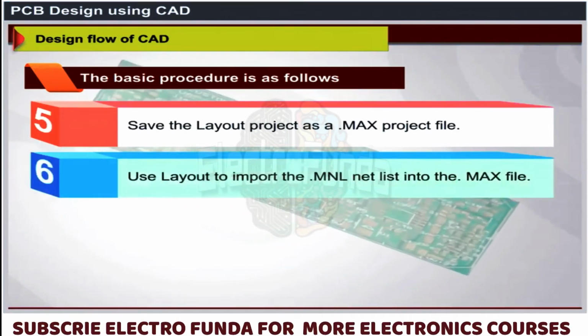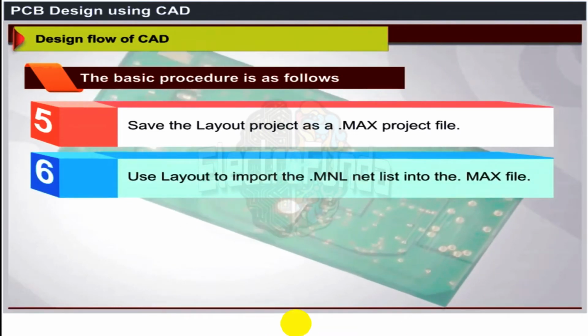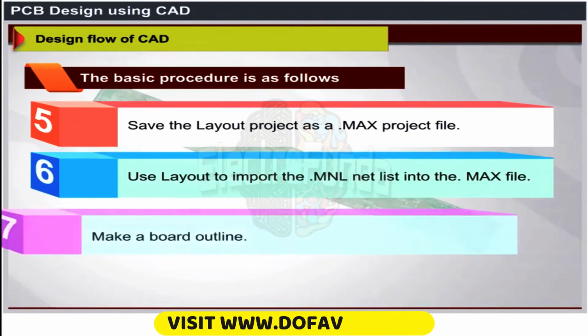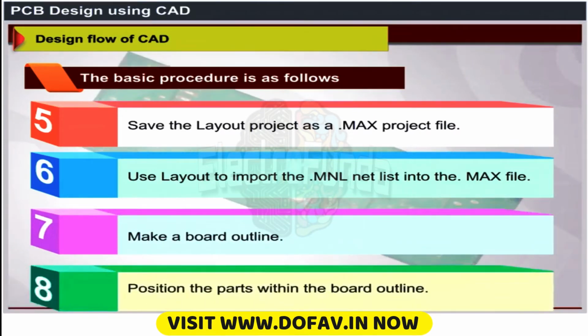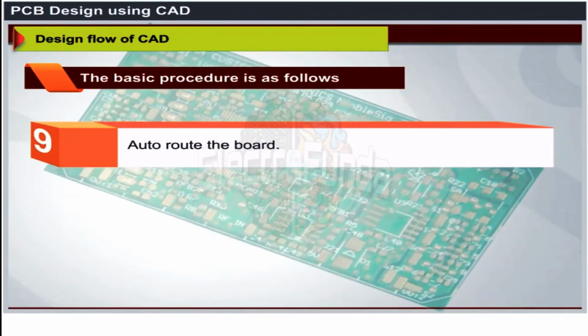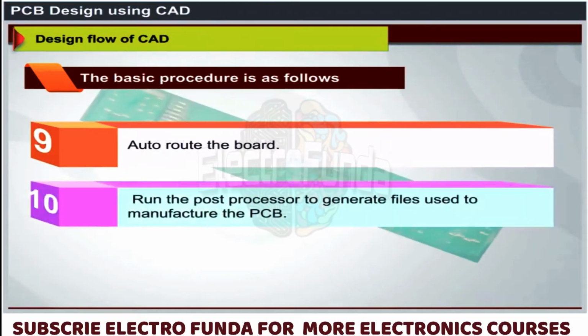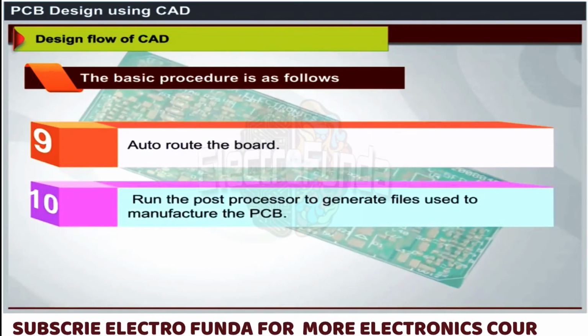Using layout, import the .mnl netlist file into the .max file. Make a board outline. Position the parts within the board outline. Auto route the board. Run the post processor to generate files used to manufacture the PCB.